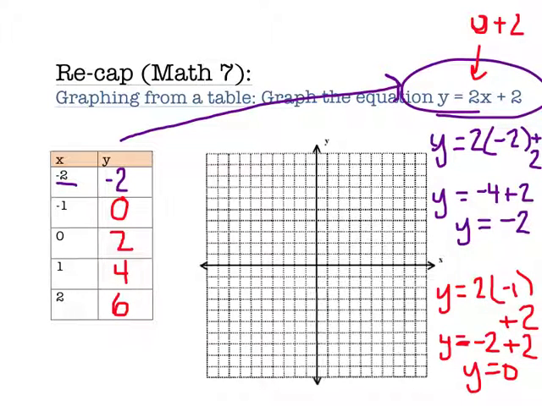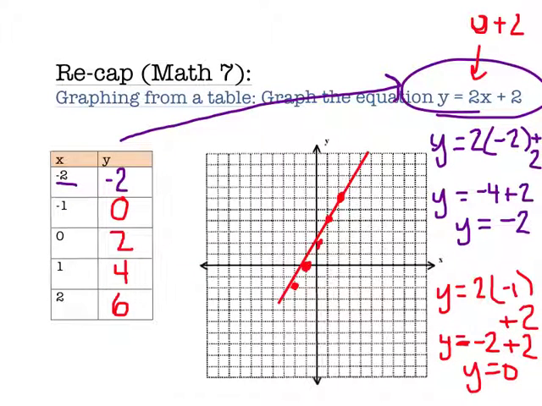And now what I can do is I can plot those points and make my line. So the first thing I'll find on my x-axis is negative 2, and the y-axis value is also negative 2. Then I had negative 1 and 0. Then I had 0 and 2. And then I had 1 and 4. And 2 and 6. And so I can connect all of those points to make a line.